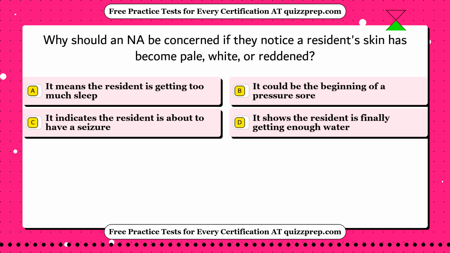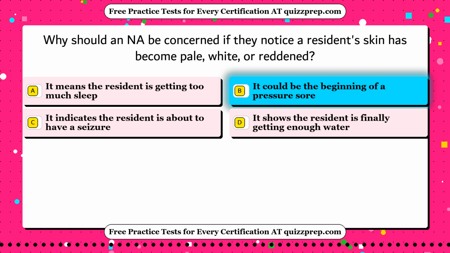Question 47. Why should a NA be concerned if they notice a resident's skin has become pale, white, or reddened? Option A, it means the resident is getting too much sleep. Option B, it could be the beginning of a pressure sore. Option C, it indicates the resident is about to have a seizure. Option D, it shows the resident is finally getting enough water.